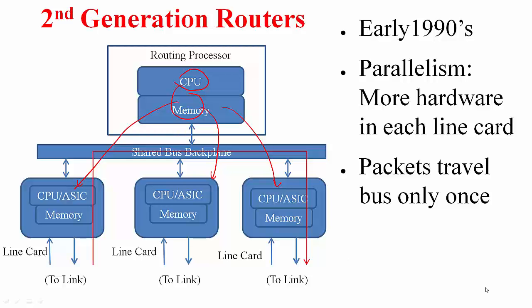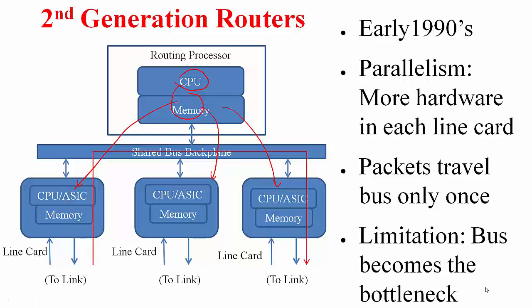So what's the problem here? Basically, the bus becomes the bottleneck. For example, if you're using the bus to transfer a packet from this line card to this line card, and this line card has a packet for some other line card, it just has to wait till the bus becomes free. If these line cards, for example, are operating at 100 Mbps, and let's say you have 16 of these line cards, how much do you think the bus speed should be so that no queuing happens at the input ports?